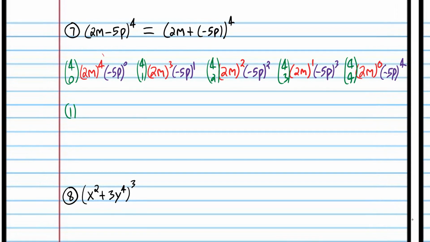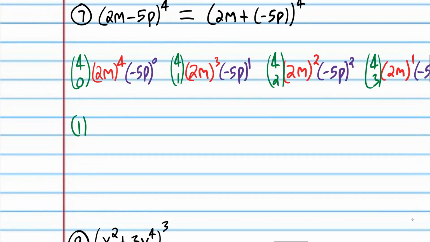Now, 2m to the 4th power, this is where we need to use exponent rule number 3. Remember, exponent rule number 3 says that if you have a product raised to some power, then that is equal to the first number in the product raised to that power times the second number in the product raised to that power. So that is going to be 16m to the 4th. So we're not going to write all that out because that would take forever. So I want you to do that in your head.